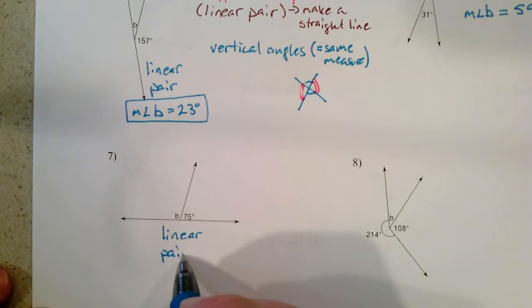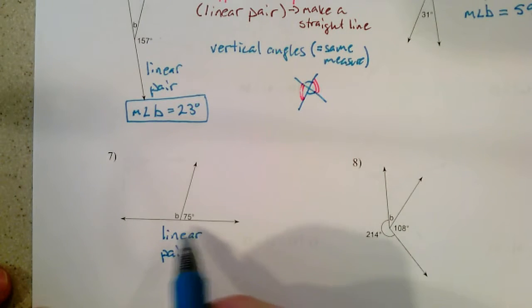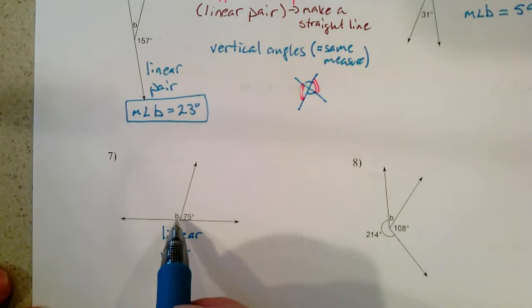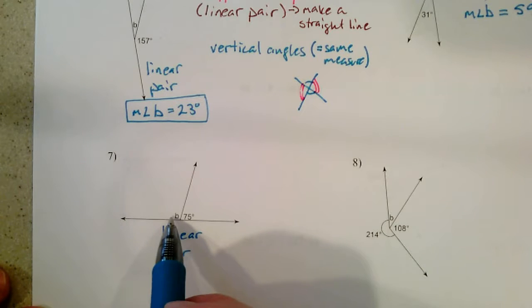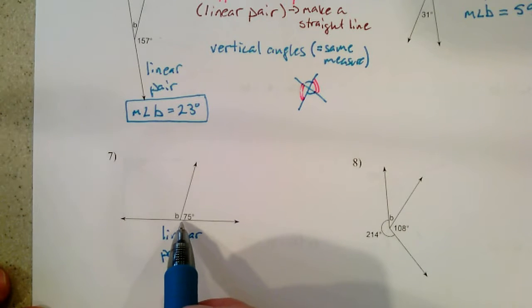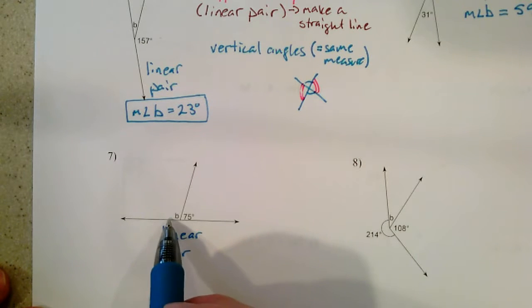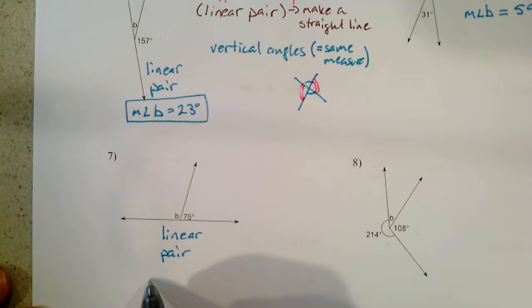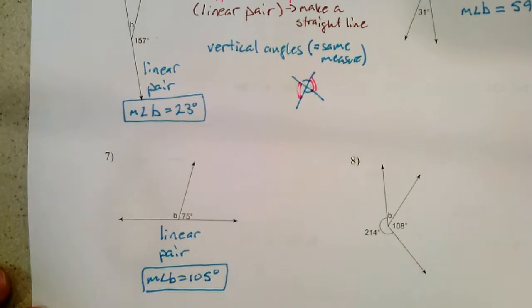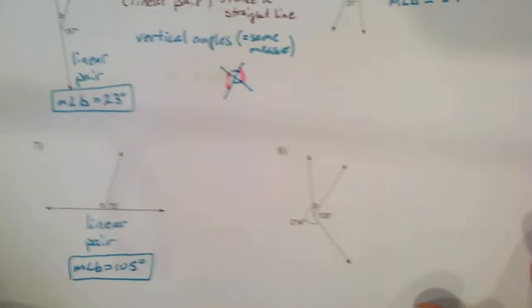Linear pair. So they add up to 180 degrees. That's 75. That's B. We'll see. If this were 80, then that would make this 100. But this is 5 less than 80, so this would be 5 more than 100. Or the measure of angle B equals 105 degrees.